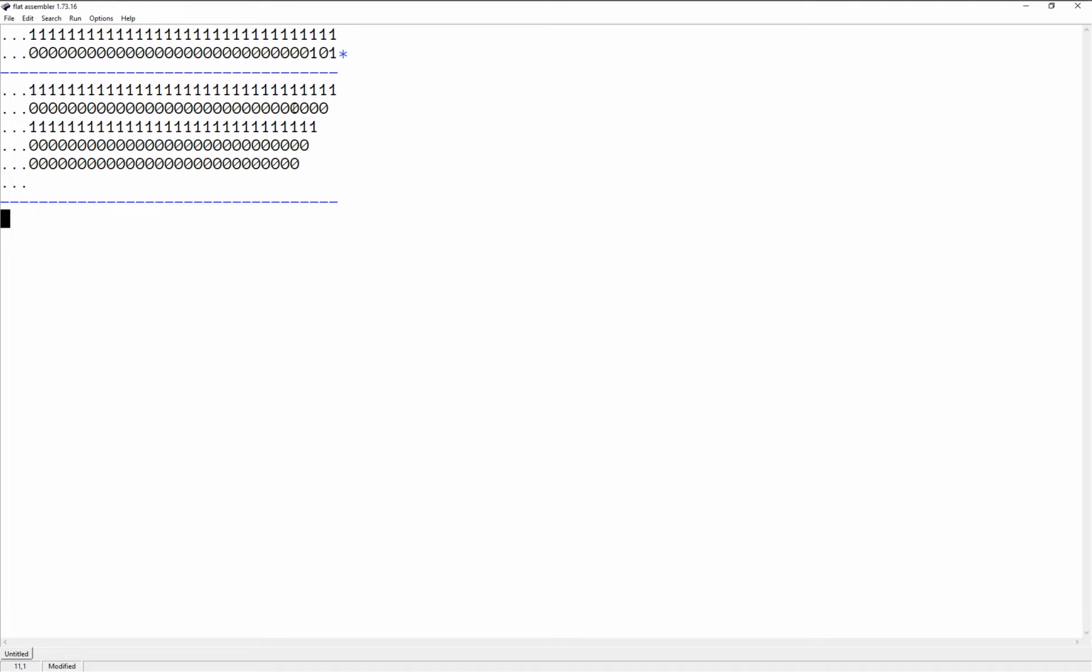Now the result is the sum of these numbers. So first we have this 1, then we have 1 plus 0 is again 1, 1 plus 1 is 0 and 1 goes into carry, 1 plus 1 from carry is 1, and so on. So the result is indeed -5.